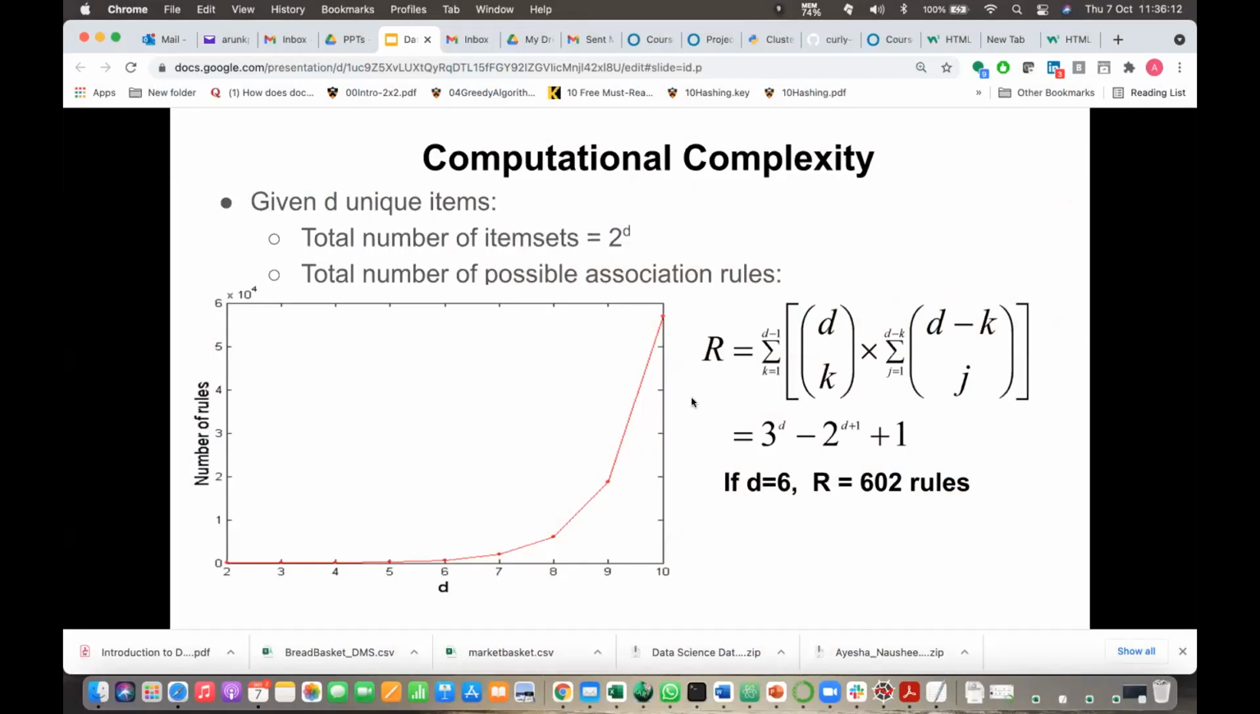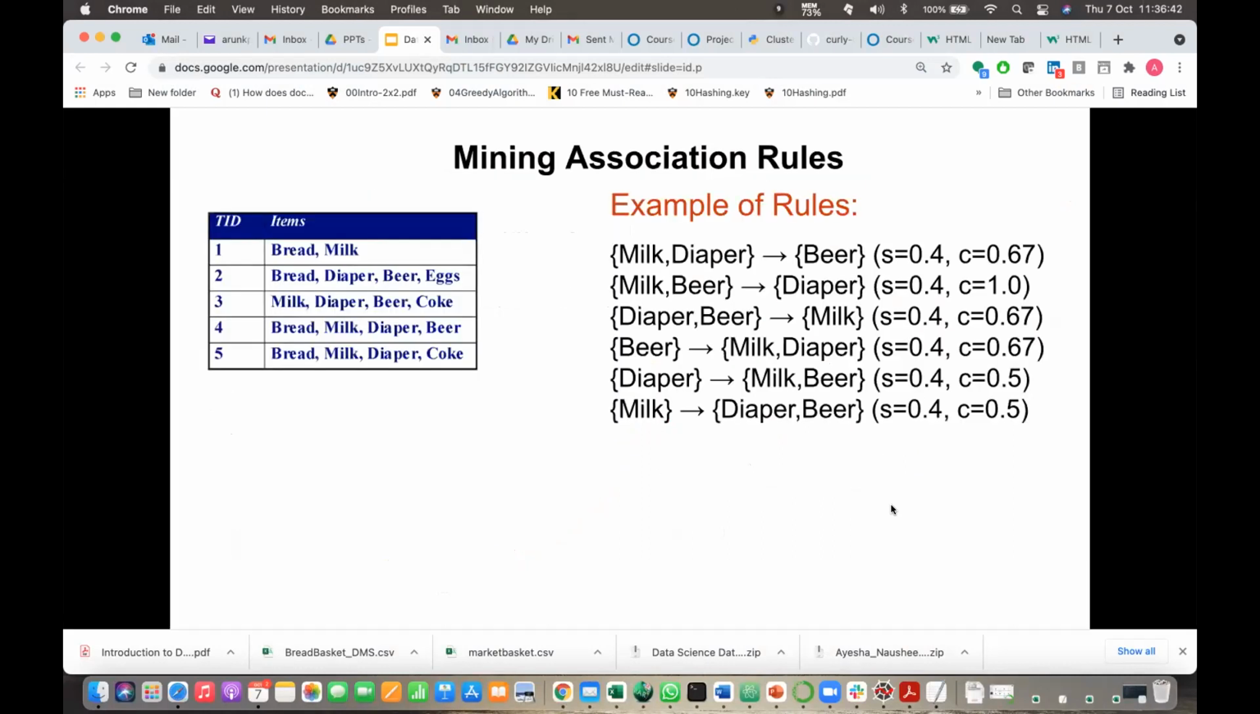So has anybody calculated? 3 3s are 9, 9 9s are 81, 81 9s is how much? 8 9s are 72, so 729. 729 minus what is 2 power 7? 128. Okay. So 729 minus 128 means 601. Plus 1. Yes, 602. It is computed already. So 602 rules.